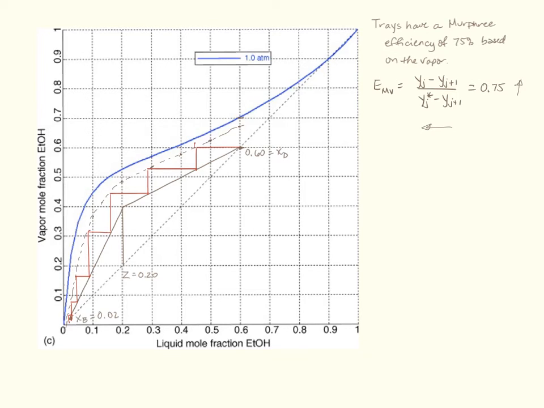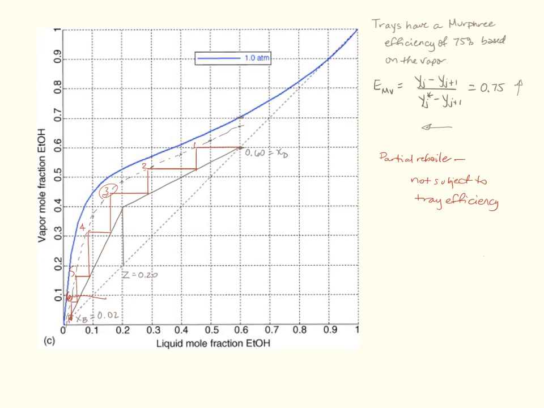Okay, so this required 1, 2, 3, 4, 5, 6. My feed is at stage 3. And if I have a partial reboiler, then stage 6 is really the reboiler, and that means that it is not subject to tray efficiency.